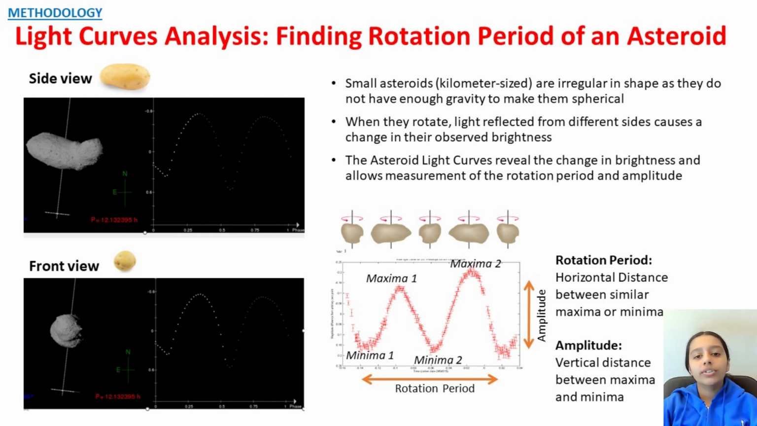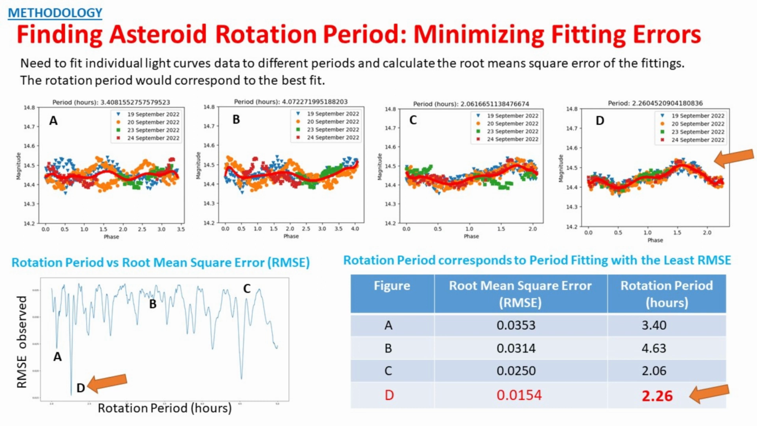This meant that while they were rotating, different amounts of light could be reflected from the asteroid. Using light curves, I could measure this change in brightness, and therefore find both the rotational period as well as its amplitude. I estimated that the rotational period was in between 2 and 5 hours.